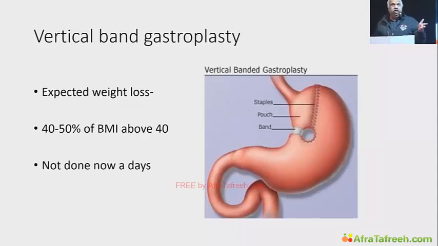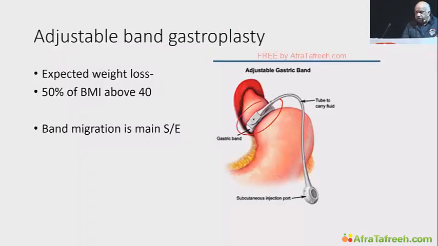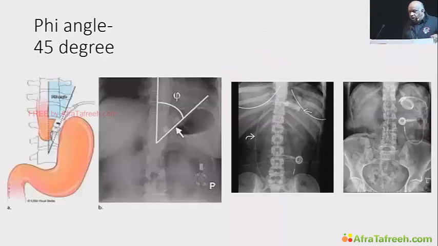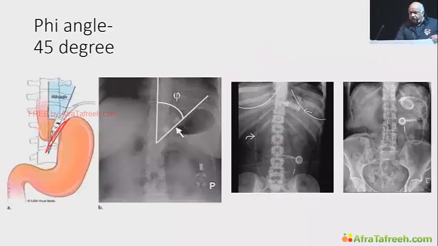But maybe an image is shown asking what surgery is this. You apply a staple and make the stomach very small. This is called vertical band gastroplasty, not preferred now, so you can skip. This is band gastroplasty, easily reversible. Best part, easily reversible. So this is important, and band migration is the most common side effect. And in band gastroplasty, the angle of the band, this is the band with the vertical line, is called phi angle.